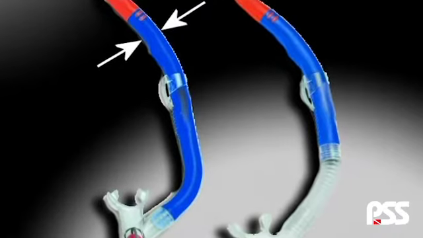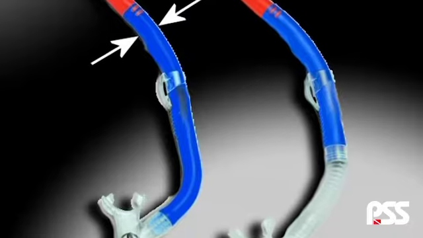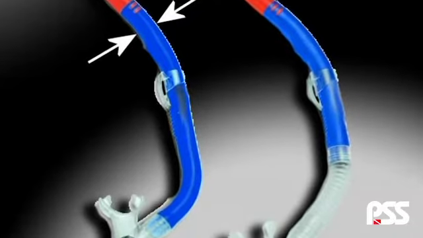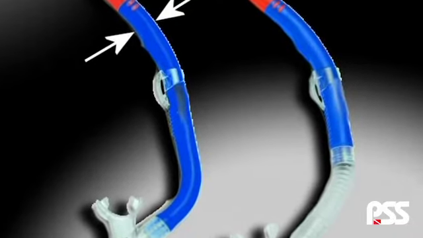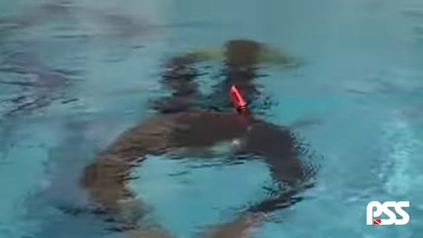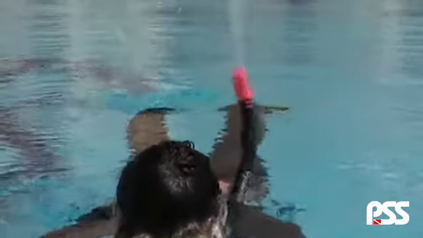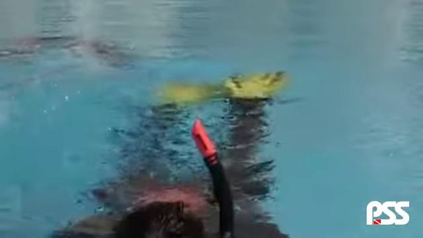The diameter of the tube should be about 2 centimeters, 3/4 of an inch. If it were smaller, breathing would be difficult, and if it were much larger, emptying it of water would be more complicated. The top part of the tube is usually brightly coloured so that it can be easily seen on the surface.